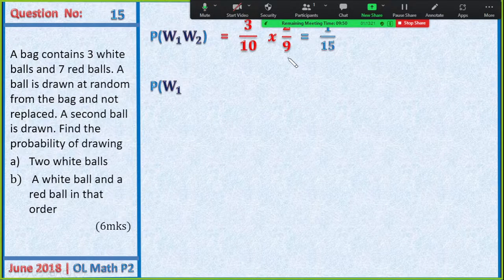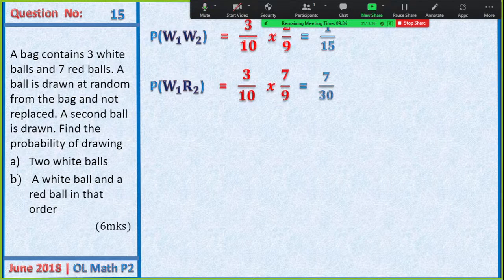The first is white and the second is red. So if the first ball drawn is white, we still have 3 over 10. And how many red balls are there? We have not touched any red balls, so we still have 7 red balls. But out of how many balls now? Out of 9. So this will give us 7 over 30. Okay, so 3 here 1, 3 here 3.